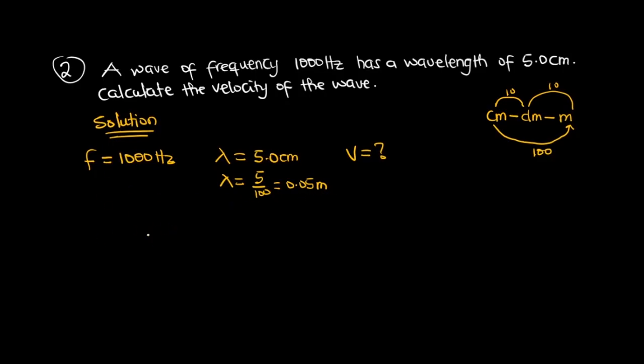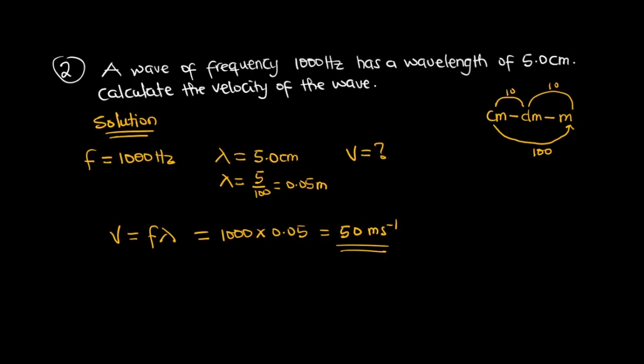So from here, I can go ahead and quote the formula. Velocity or speed is equal to the frequency multiplied by the wavelength. It's 1000 multiplied by 0.05, which is my wavelength. And if you compute this in your calculator, 1000 multiplied by 0.05 will give me 50 meters per second as my answer for this particular question.